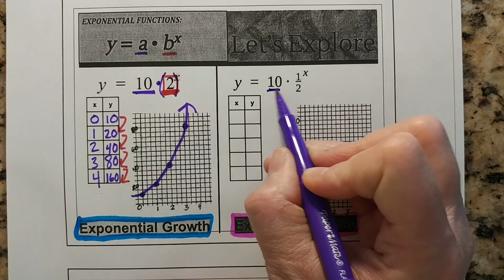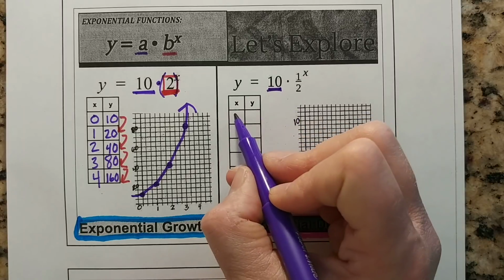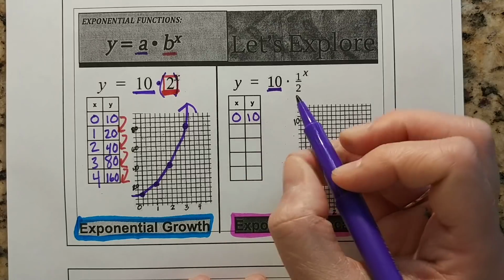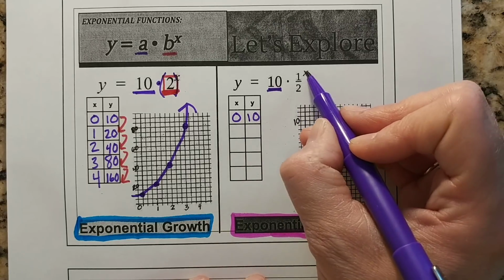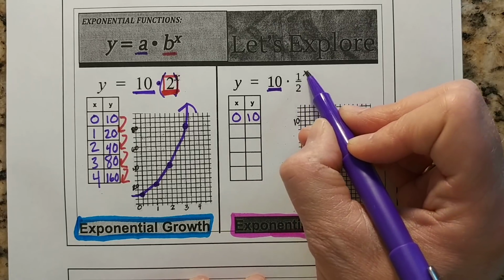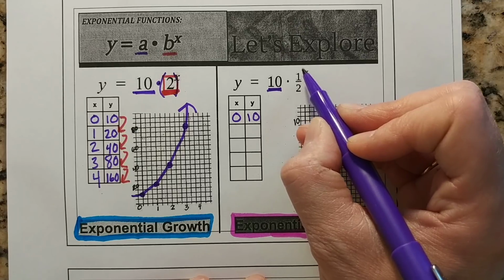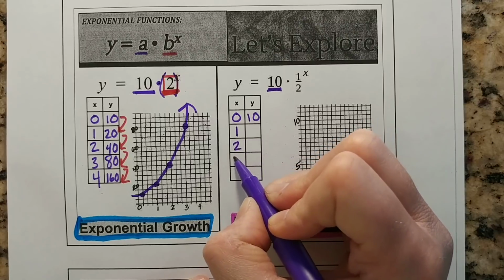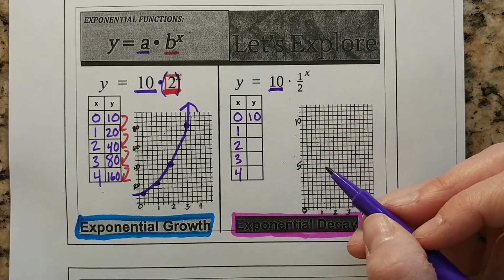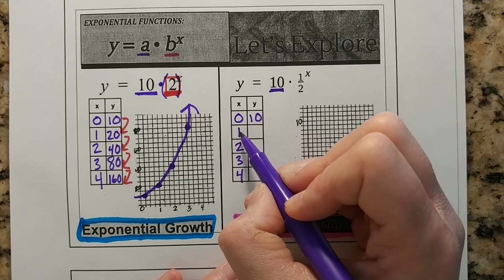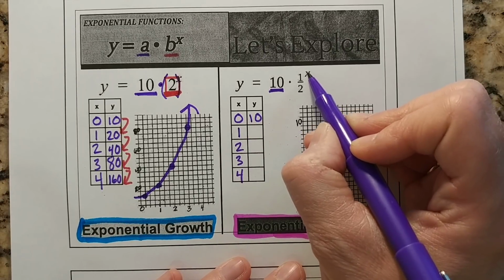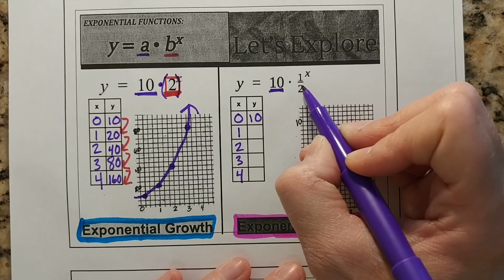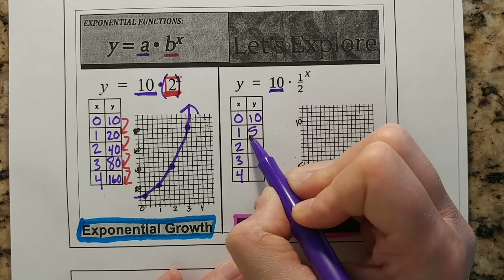So again, my function starts at 10. When x is 0, y is 10. That's your y-intercept. If I take x equals 0 and put it up here, 1/2 to the 0 power is 1, and 10 times 1 is 10. Let's plug in some more points here. Now if I say that x is 1 and plug in 1 up here, 1/2 to the first power is 1/2, and half of 10 is 5.